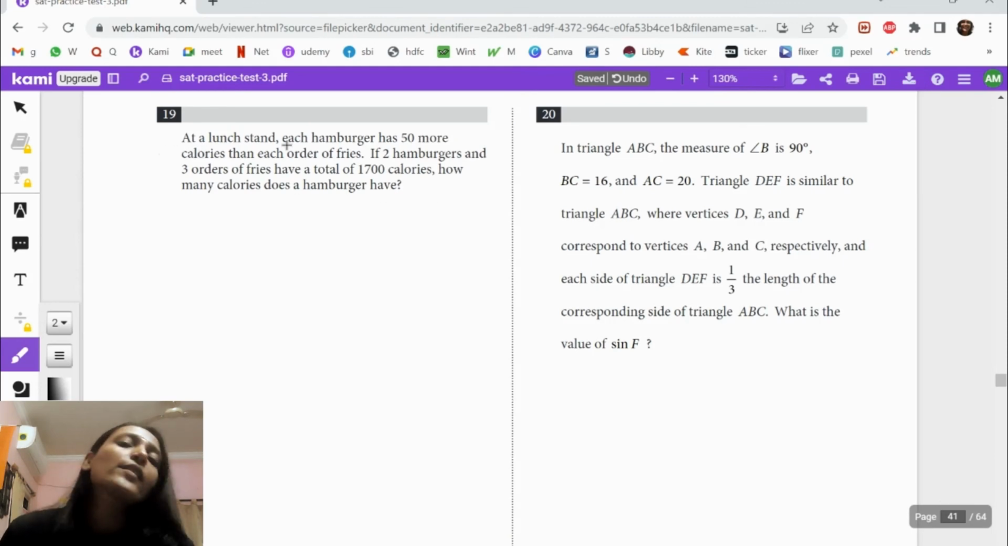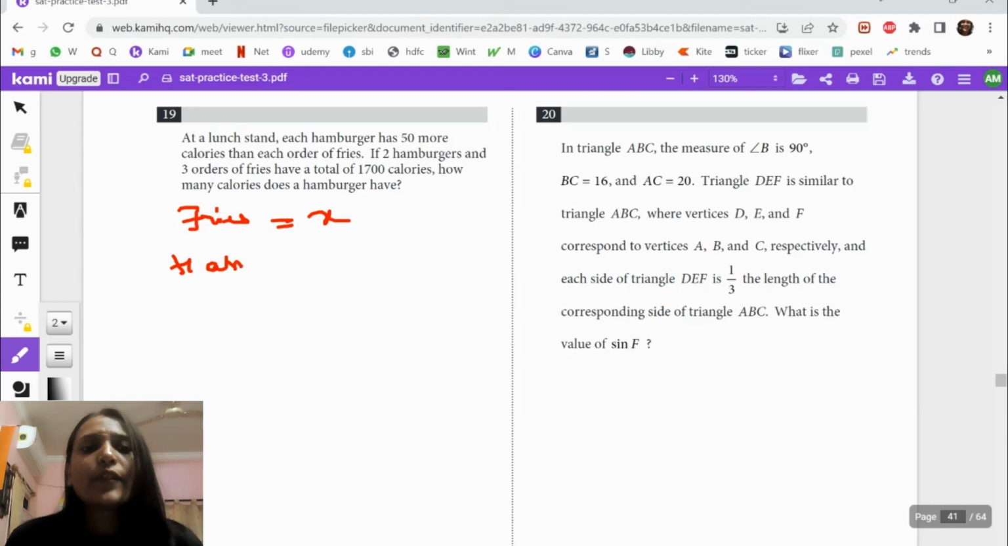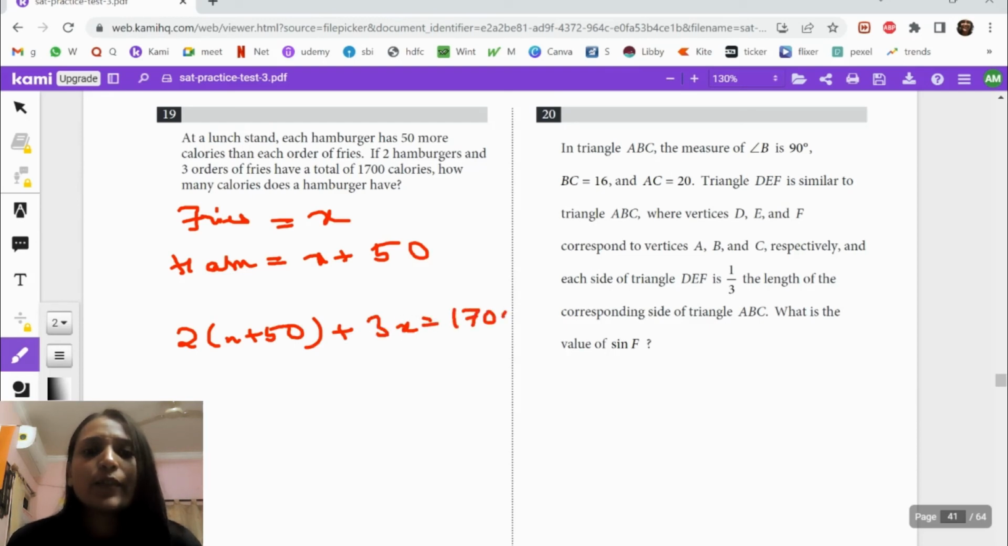Now, the 19th question is, at the lunch, each hamburger has 50 more calories than each order of fries. So if we say that the calories of fries is x, then hamburger would be x plus 50. If two hamburgers and three fries have a total of 1700, then what is the calories for hamburger? So two hamburgers, meaning 2 into x plus 50, plus 3 fries would be 3x, is equal to 1700. So this would be 2x plus 100 plus 3x is equal to 1700.